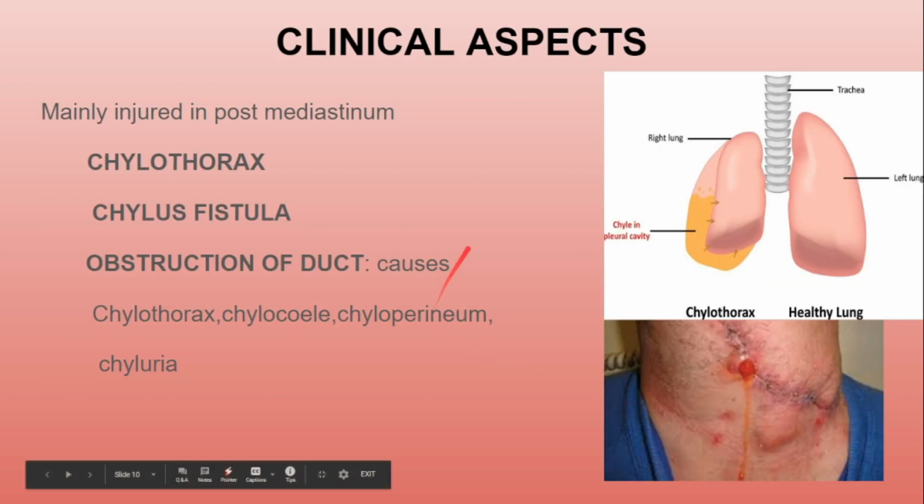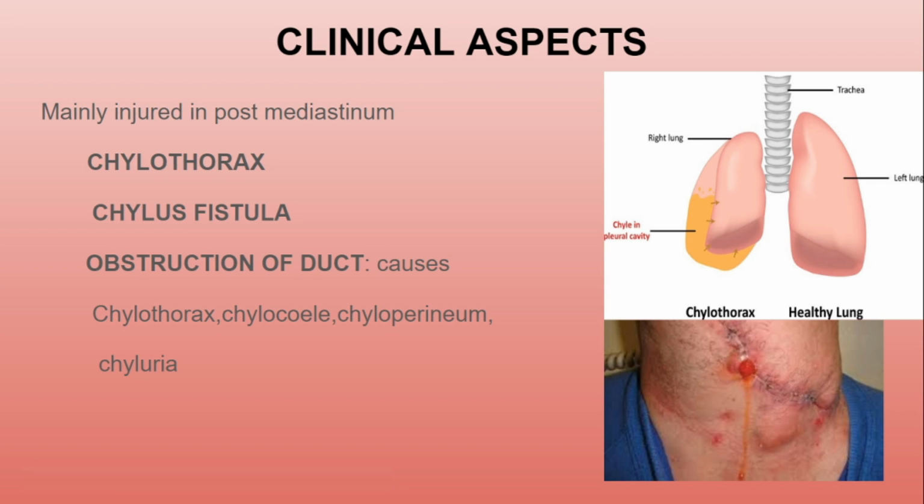Okay, now lastly the clinical aspects. The thoracic duct is very thin and colorless, so it is often injured during surgery, especially in the posterior mediastinum region. Now chylothorax. What is chylothorax? Laceration of the duct during a long surgical process. So what happens in that? The chyle enters into the pleural cavity, so it causes chylothorax.